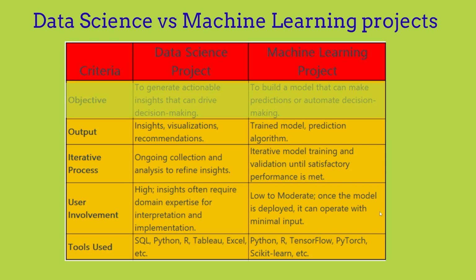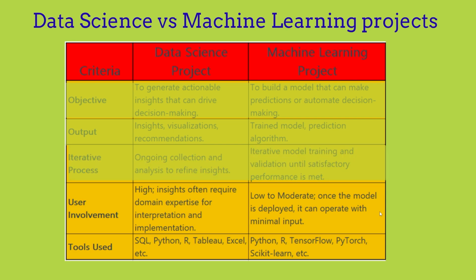For the next one, we have the output. Inside of data science, we have outputs of insights, visualizations, then recommendations, and inside of machine learning, we have the trained model and also the prediction algorithm. Then for the iterative process, for data science, it's an ongoing collection and analysis to refine insights. And then for machine learning, there is an iterative model training and validation until satisfactory performance is met.